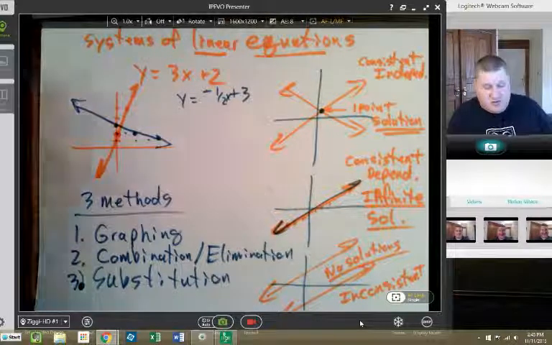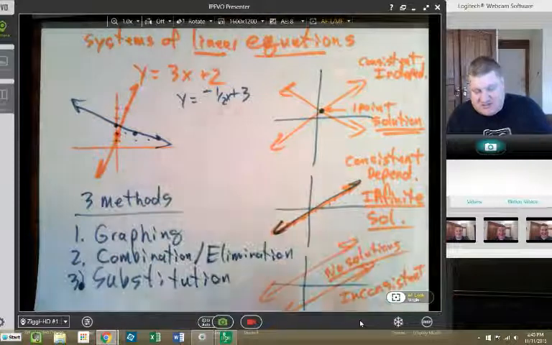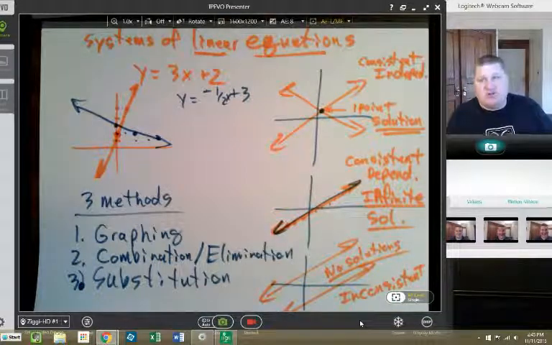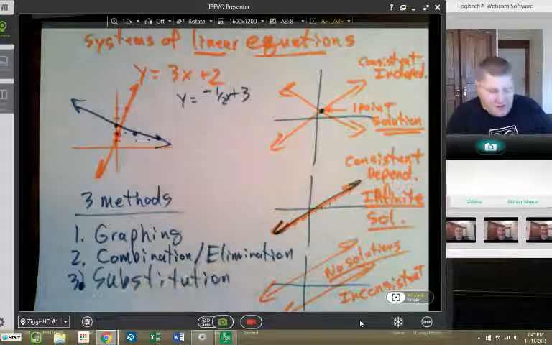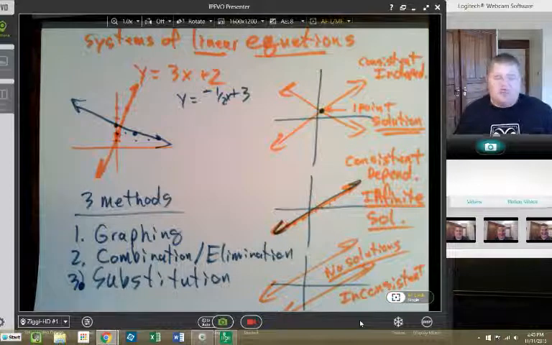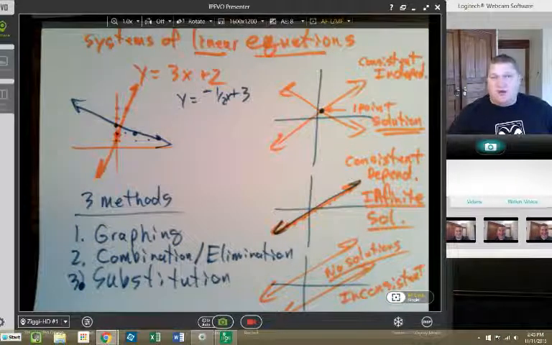So we need to know some vocabulary pieces for systems of equations: consistent, independent, one solution; consistent, dependent, infinite numbers of solutions; inconsistent means they're parallel. But the way we would find all these is by graphing, combination/elimination, or substitution. All right.